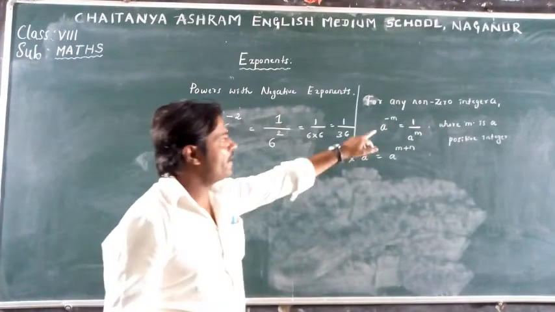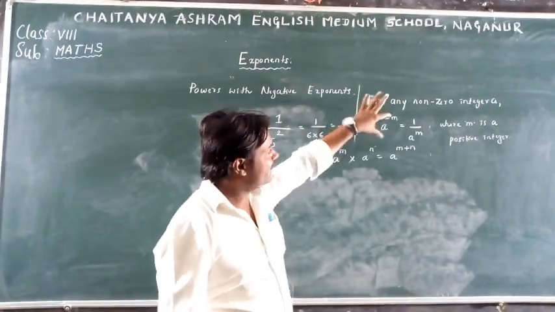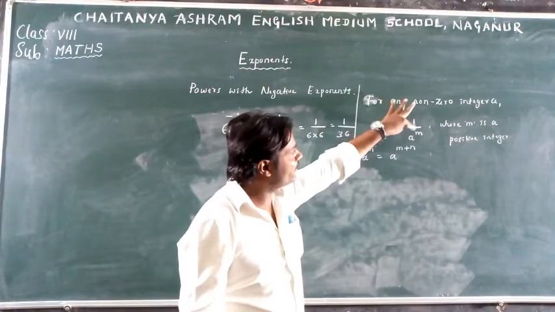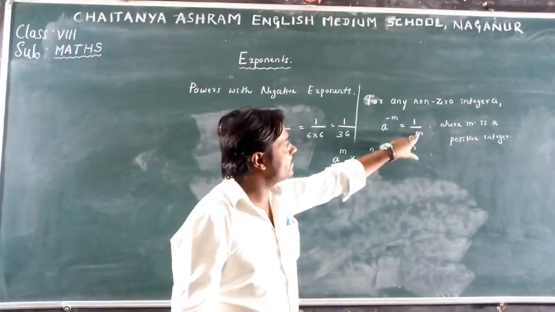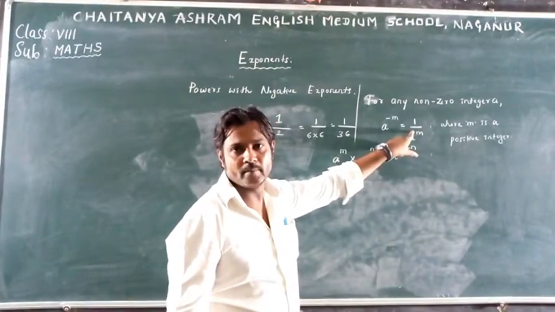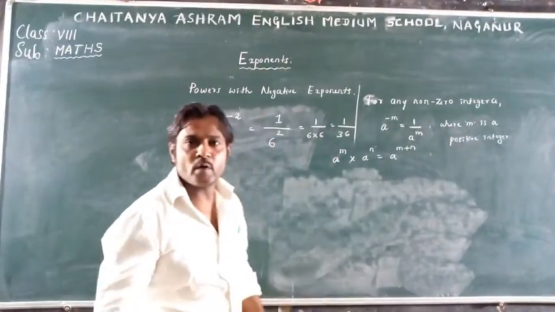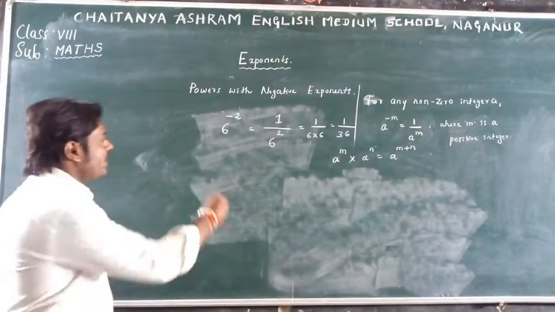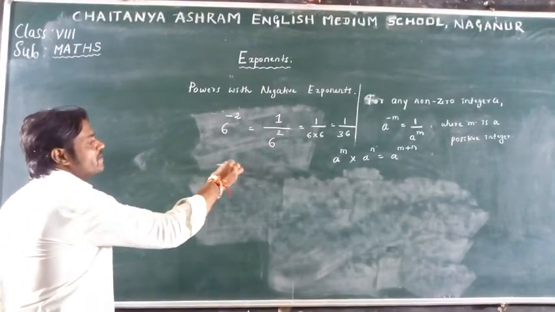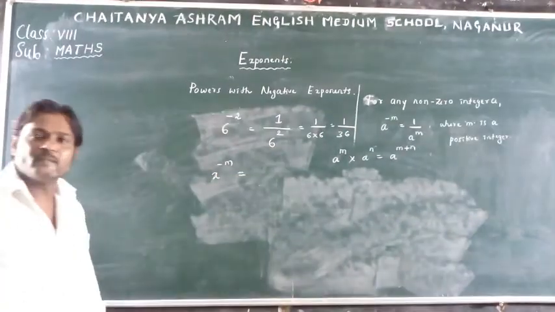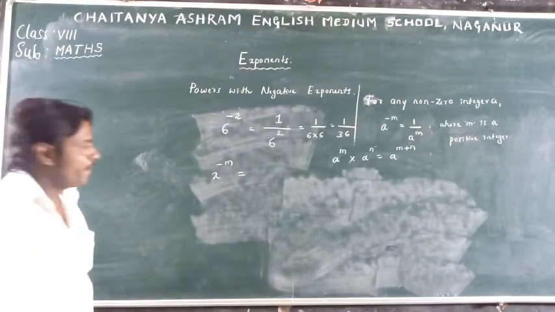Dear children, a raised to the power minus m is the same as 1 divided by a raised to the power m, but positive m. Here m is a natural number or positive integer. Just tell me, what is the value of x to the power minus m? What is its positive exponent? Make a fraction.